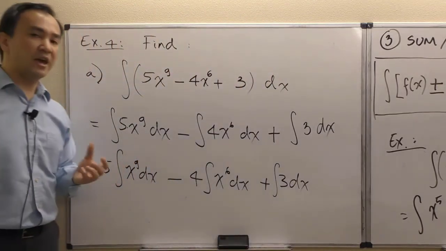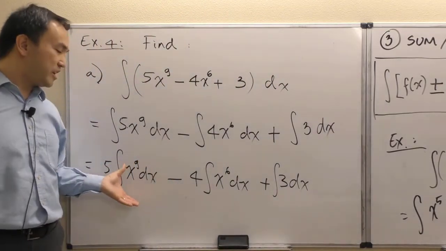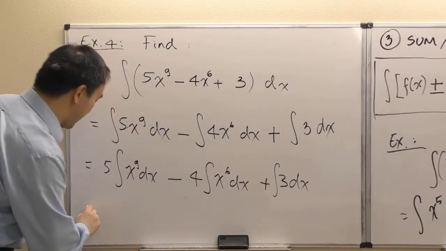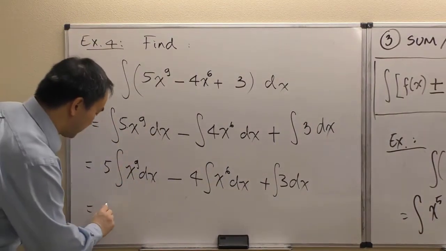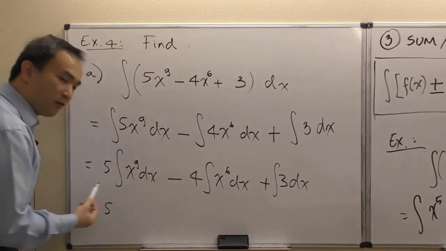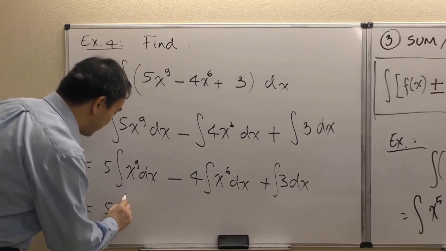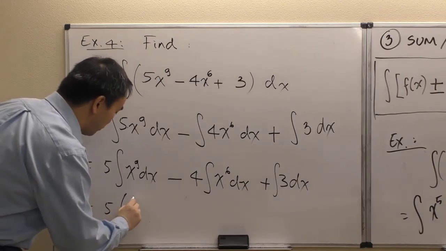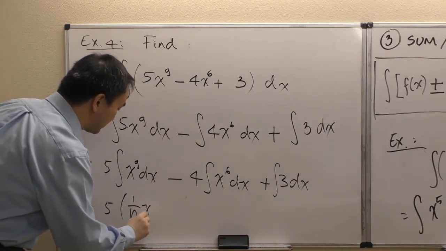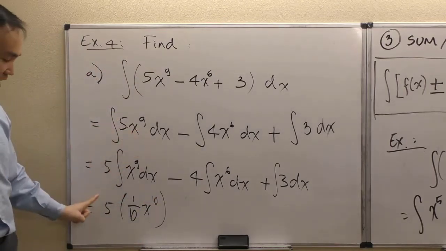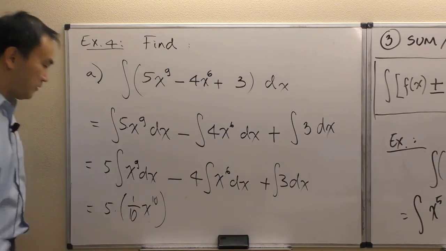So we have carefully applied the rules to treat each of our terms here. And so now we are ready for the final answer. So the first term here is a 5, all together with coefficients and all that. So the first term here becomes 5 times, so now how about 1/10 x to the 10th. That's the antiderivative for the first term together with its constant coefficient.